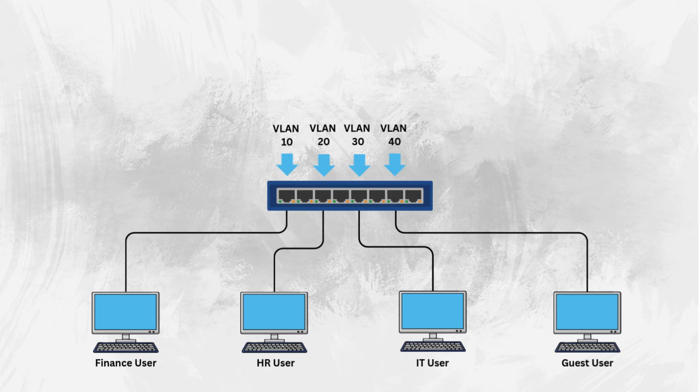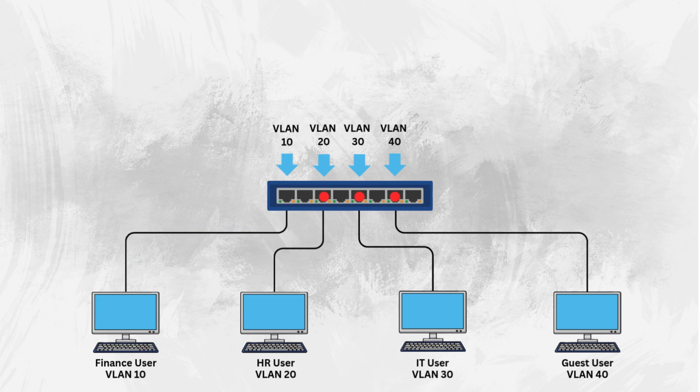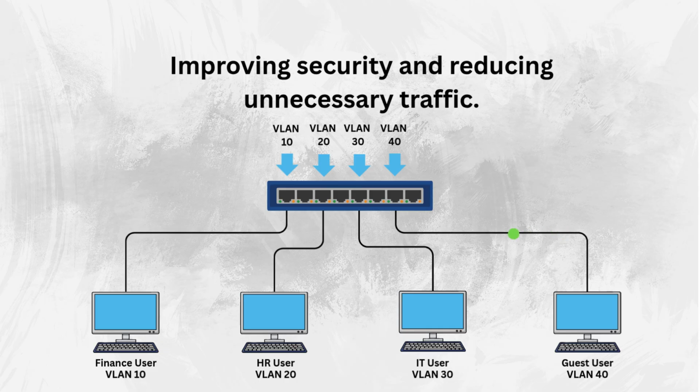Even though all devices are connected to the same switch, they can be separated as if they were on completely different switches. For example, finance users can be placed in VLAN 10, HR users in VLAN 20, IT users in VLAN 30, and guest users in VLAN 40. Each VLAN becomes its own separate broadcast domain. This means devices in one VLAN do not automatically communicate with devices in another VLAN. This improves security and reduces unnecessary traffic.